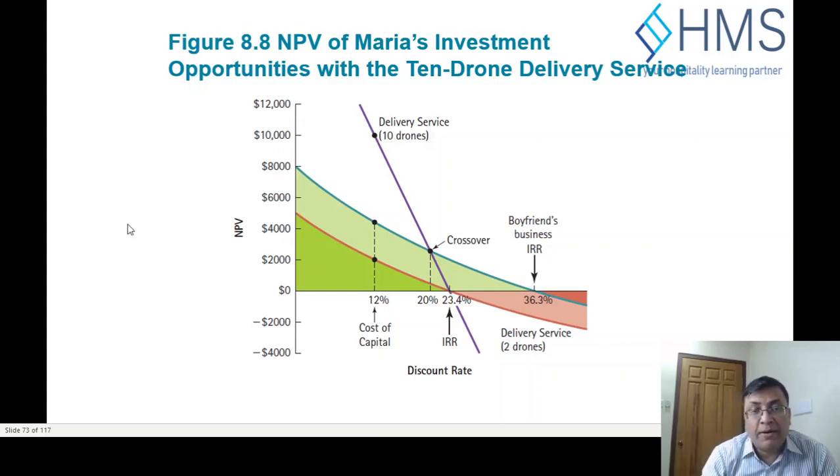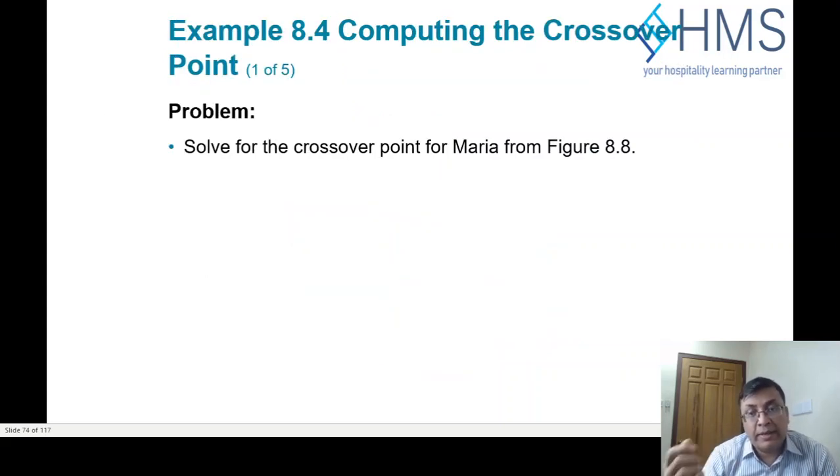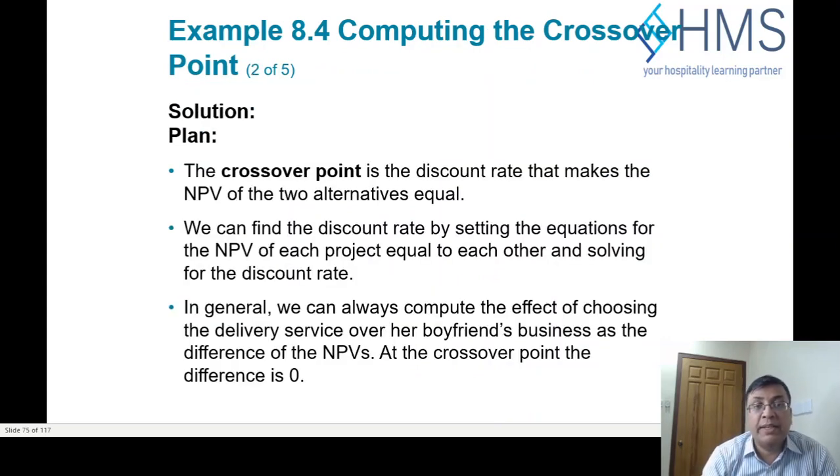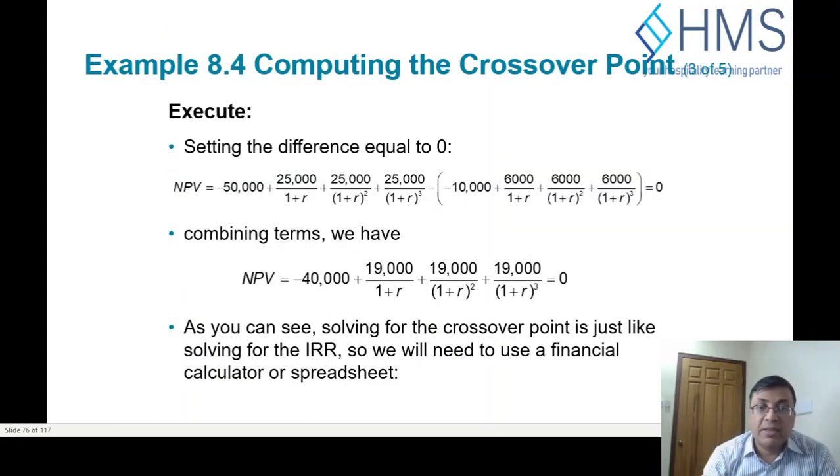Apart from the graph, how do we calculate it? Yes, calculating the crossover situation means finding the point where the NPV between the two options, her business at the lower level and her business at the higher investment, is the same. So in this case, her own business is minus 50, her higher business is minus 15,000, 25,000, 25,000, 25,000, and her boyfriend's business is 10,000, 6,000, 6,000, 6,000. So by solving these two, we get minus 40,000, 19,000, 19,000, 19,000.